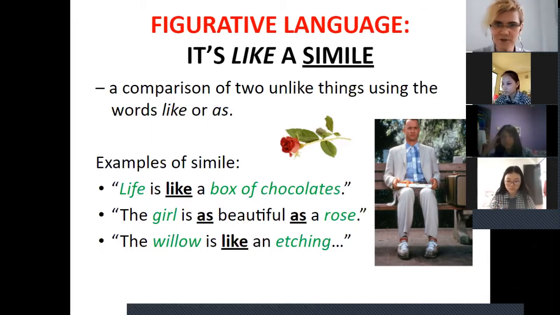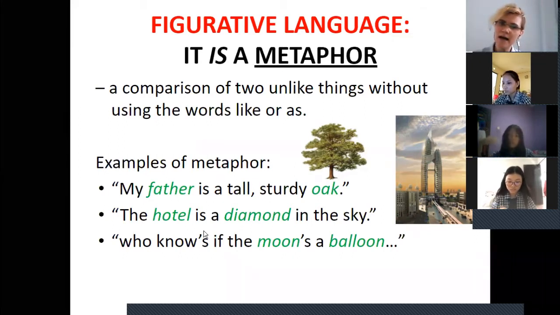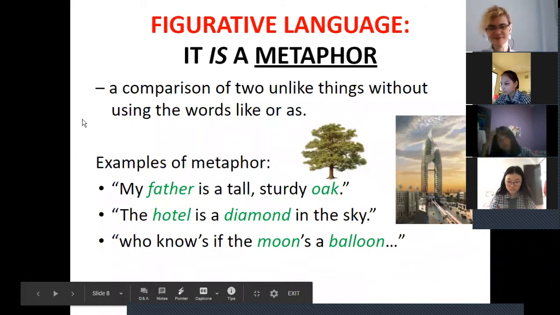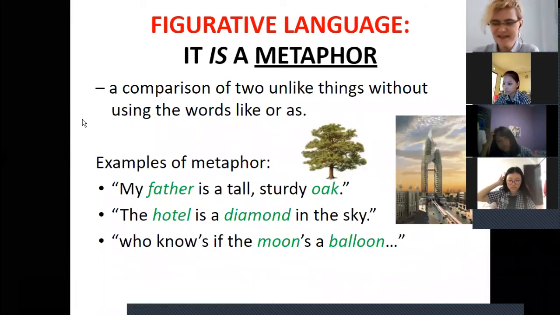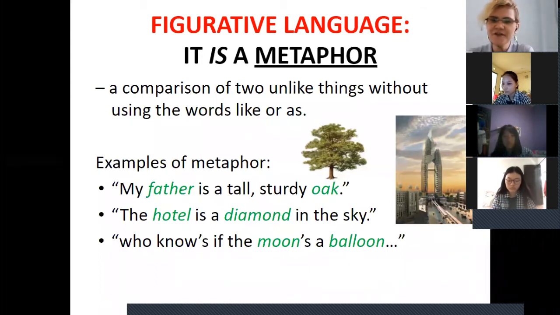A metaphor is also a comparison of two unlike things, but it is not as obvious and it does not use the words like and as. For instance, my father is a tall, sturdy oak. So that is a comparison, but not as obvious as a simile. The father is compared to an oak. The hotel is a diamond in the sky, or who knows if the moon's a balloon.